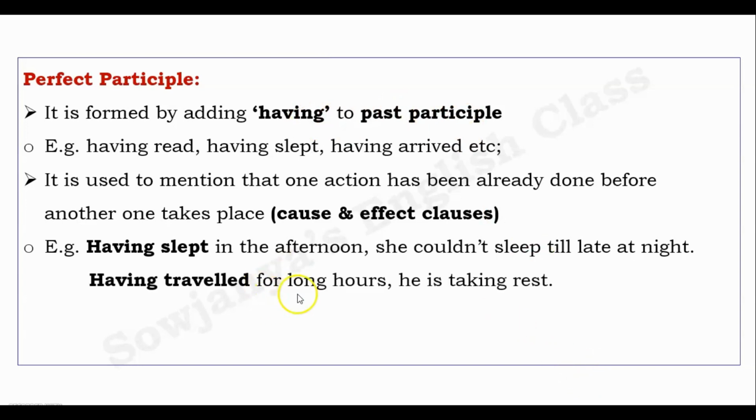Having travelled for long hours, he is taking rest. Why is he taking rest? Because he happened to travel for long hours. Cause and effect clause. Okay. It is reduced pretty easily by using this having plus past participle. That is our perfect participle.